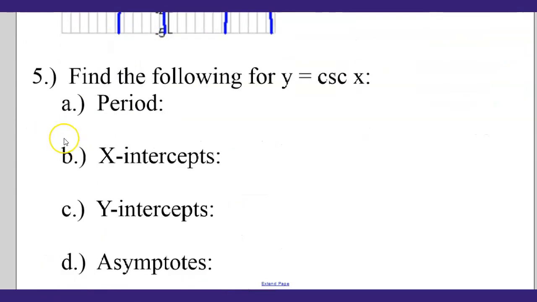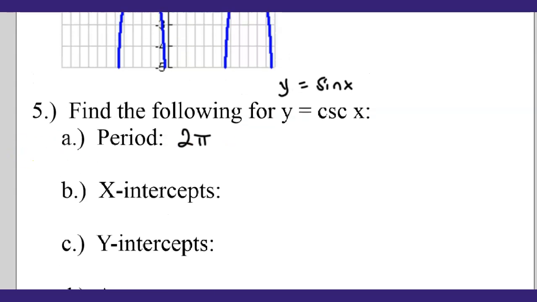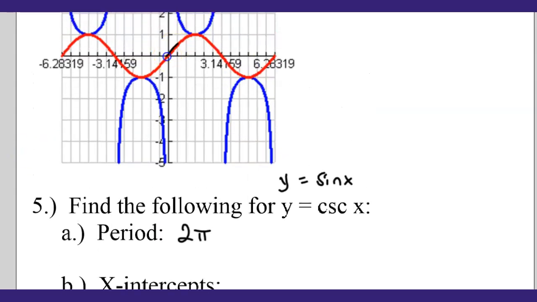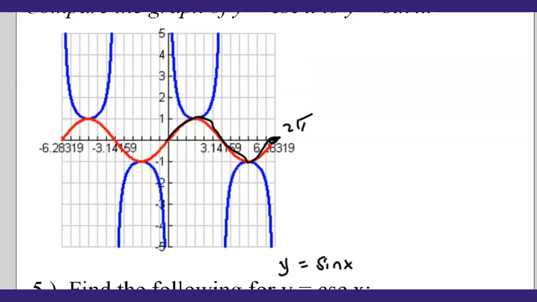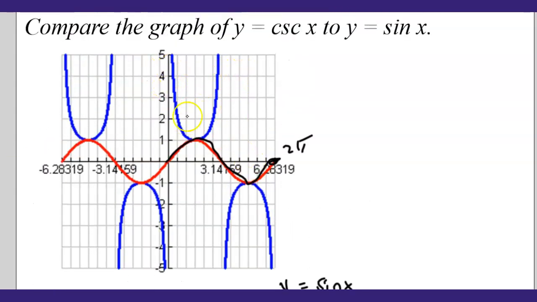The first one is the period. The period of cosecant is going to be 2 pi, because, remember, its inverse is sine of x, and the period of sine of x is 2 pi. That red is 2 pi right there, so one cycle lasts for 2 pi. One complete cycle of cosecant is this up and this down, that valley and that peak. So that's one full cycle right there.